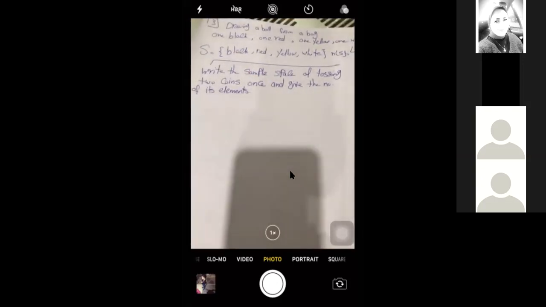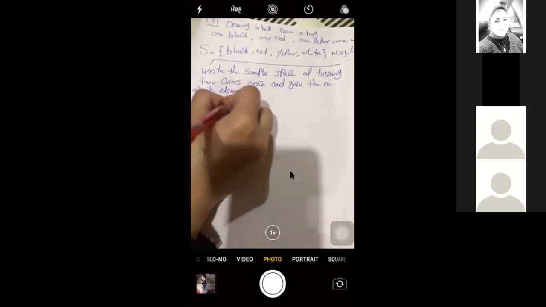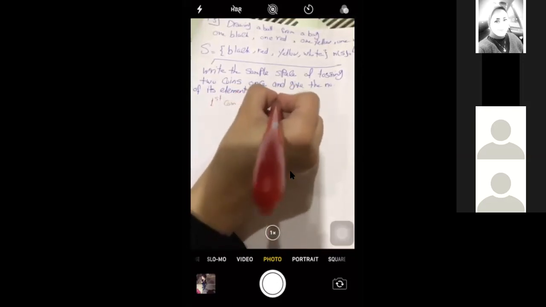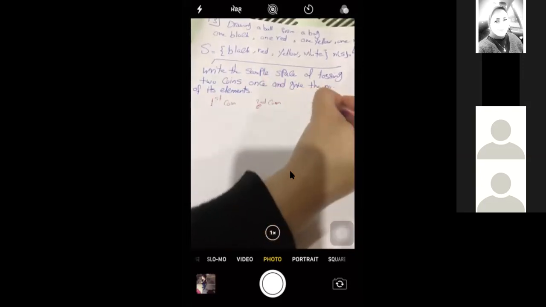How many coins do I have? 2 coins. So I have the first coin and I have the second coin, and I should write the sample space. If I have the first coin and I'm gonna toss it, maybe I get what? Head or tail? Yes, maybe I get head, maybe I get tail.